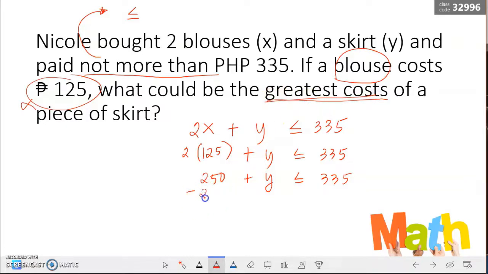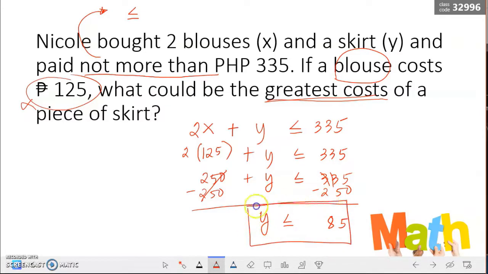So, we're going to add the opposite of 250 to both sides of our inequality so that we can get rid of it. And we have our value for Y. Y is less than or equal to 335 minus 250, that is 85. Am I right? So, ang skirt daw ay less than or equal to 85.